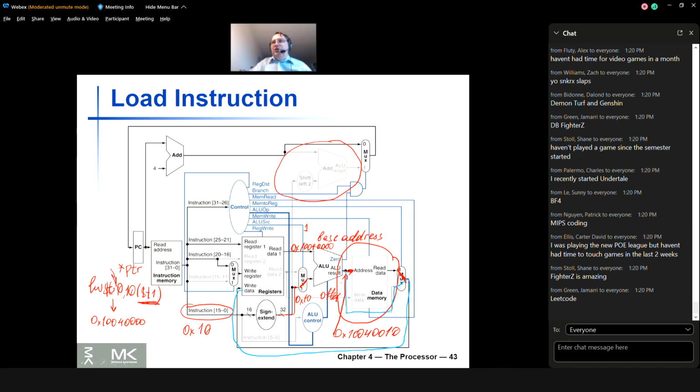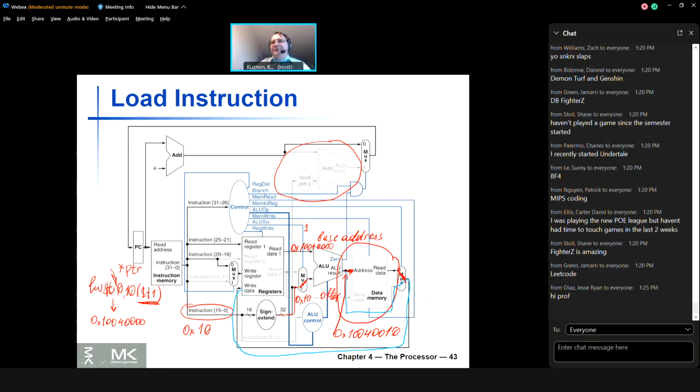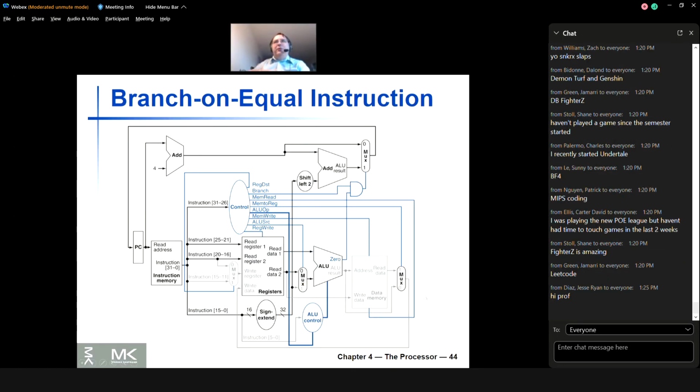Okay, and I'm just scrolling through the chat, and all right. So that was load, and next is the branch unequal instruction. Obviously here we are going to be using this part, right? Because this is what computes the target address to which we want to jump.